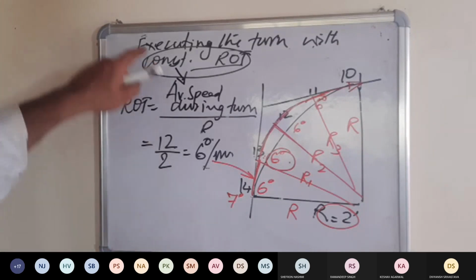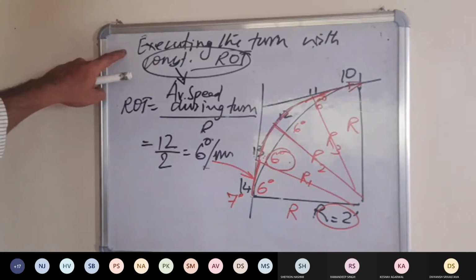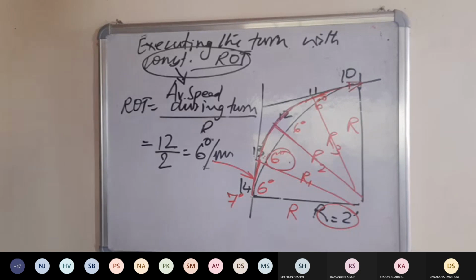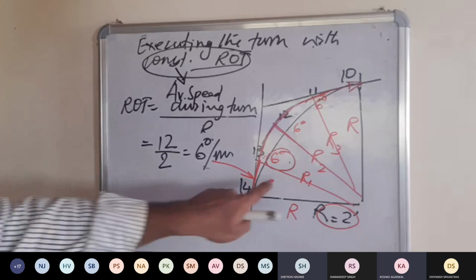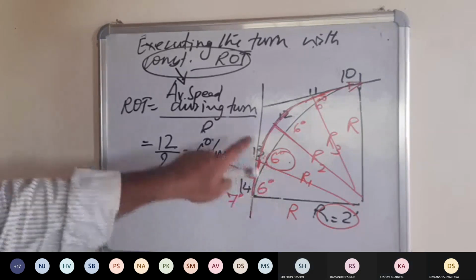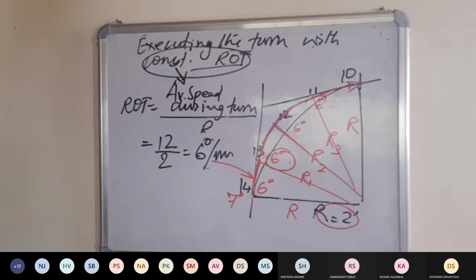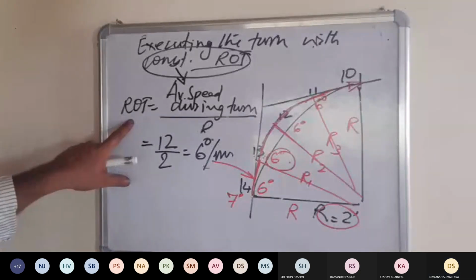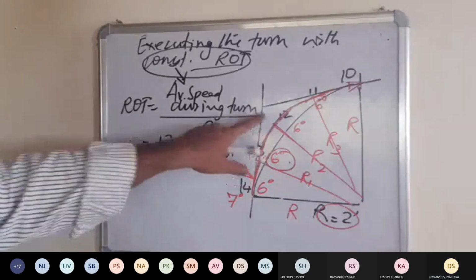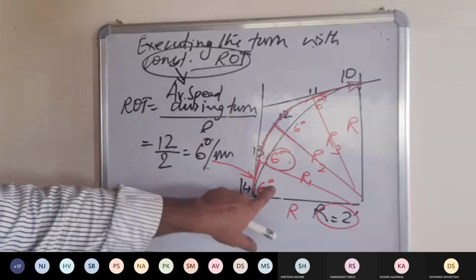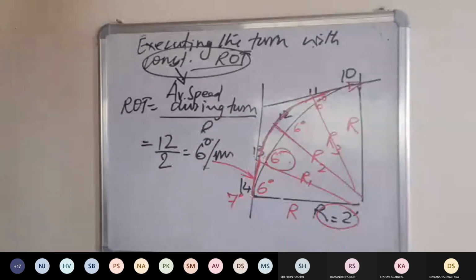Remember, in the previous execution, constant radius, what was changing? Sir, ROT was changing. ROT is changing, and when keeping it constant, what is changing? The radius. So this is the main difference between the two. Constant ROT, radius changing. Constant radius, ROT changing. Clear?